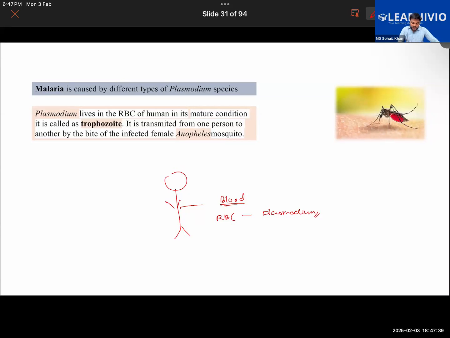Now, an important notable thing here is: is it the female mosquito or the male mosquito that sucks the blood and spreads it? Female mosquito. Why is it that the female mosquitoes suck blood and not the male? Male mosquito doesn't bite, I have heard. Male mosquitoes do not suck the blood. Yes, that is correct. You have heard it correctly.